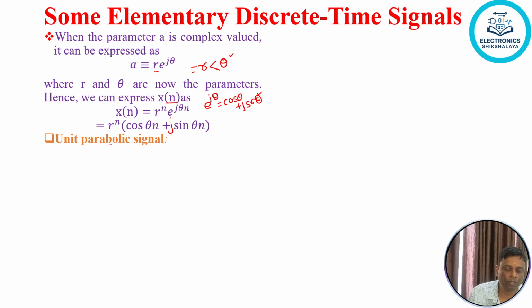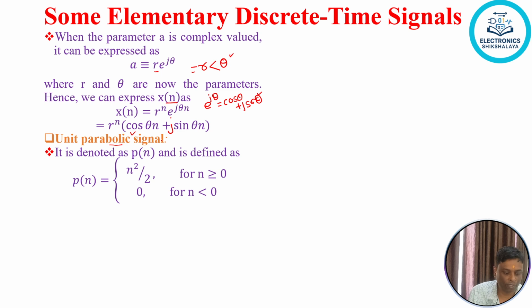Similarly, we have the unit parabolic signal. So let us see that. This is the unit parabolic signal, denoted as p(n). So p(n) equals n square divided by 2 for n greater than or equal to 0, and it is 0 for n less than 0. This is the unit parabolic signal.